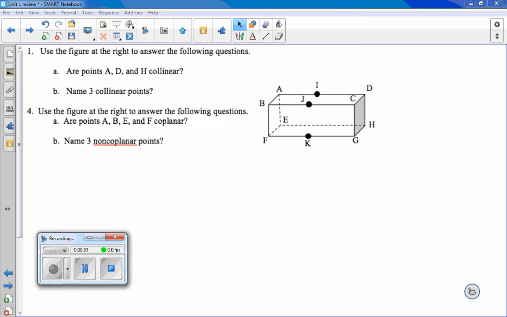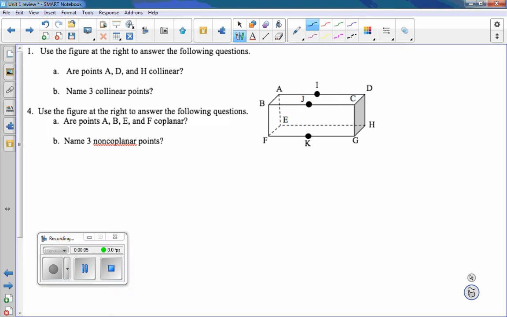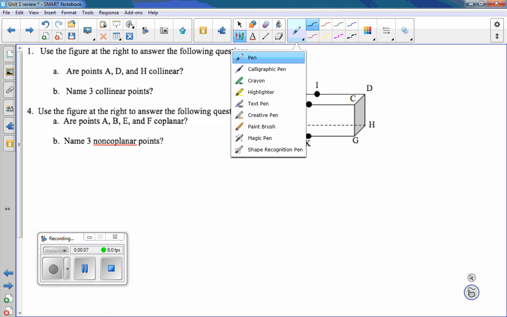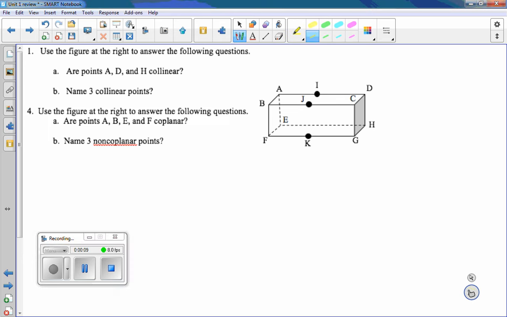The key word for this first problem was collinear. What does collinear mean? Same line. So they're asking you, are A, D, H on the same line? Yes or no? Can I draw one line between all 3 points to connect all 3 points? No. So the answer is no.